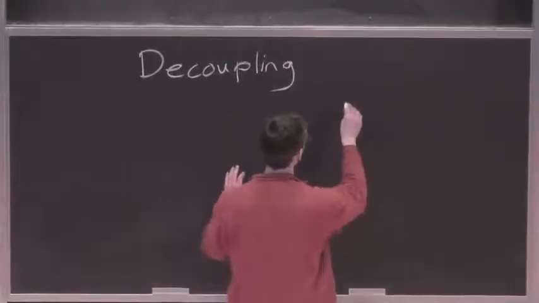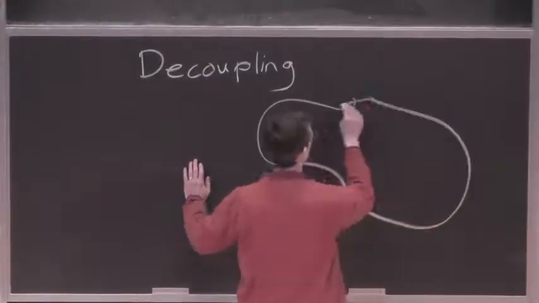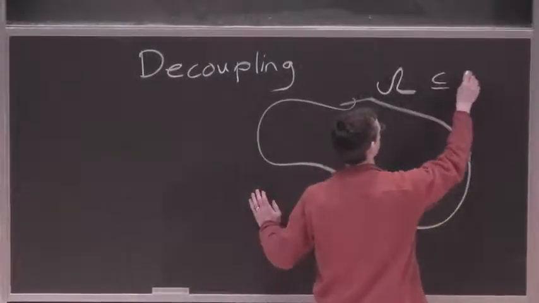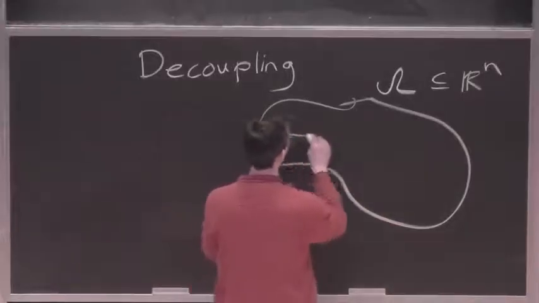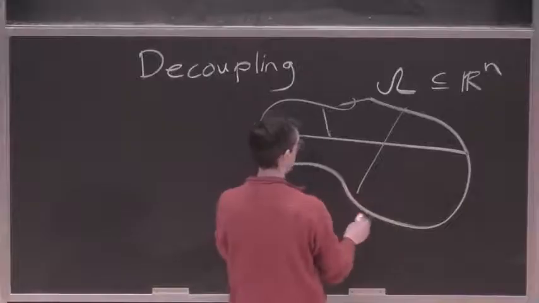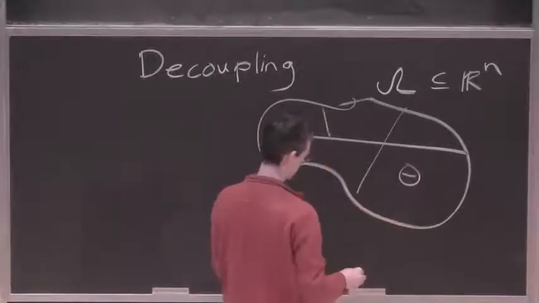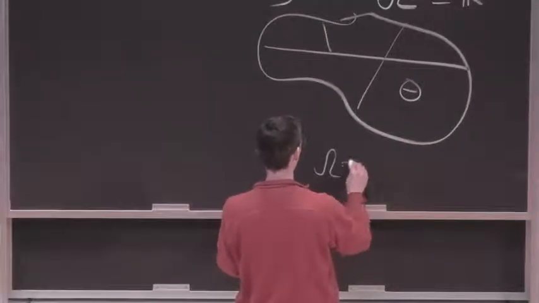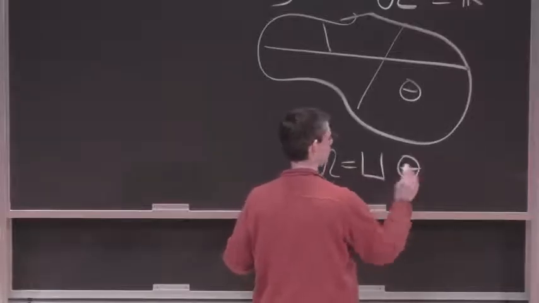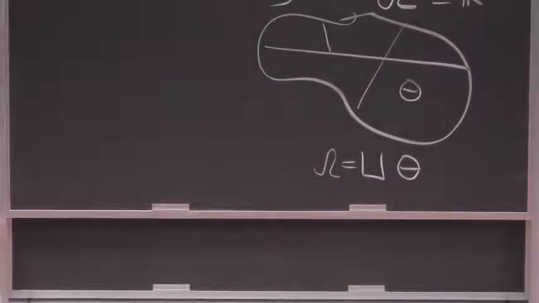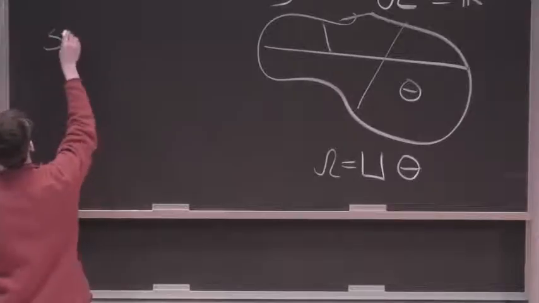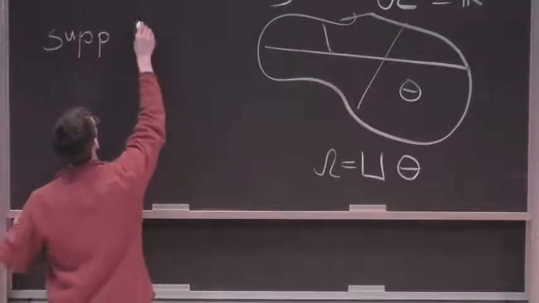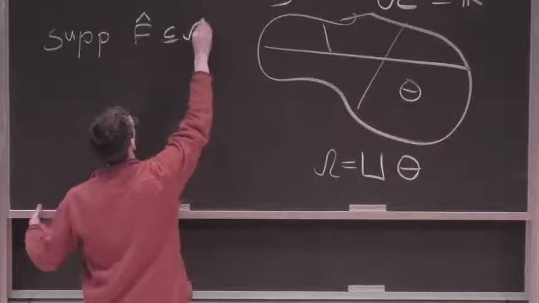So I have a region omega in Euclidean space, so it's in R to the n. And this region has been cut into some smaller regions, somehow decomposed. The smaller regions I'm going to call theta. So omega is a disjoint union of regions called theta. And this is all going on in Fourier space. Now suppose I have a function whose Fourier transform is supported in omega.